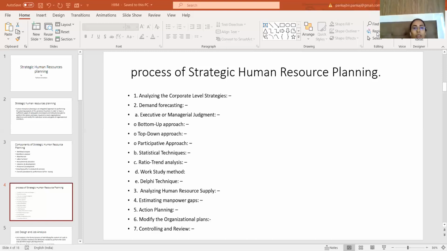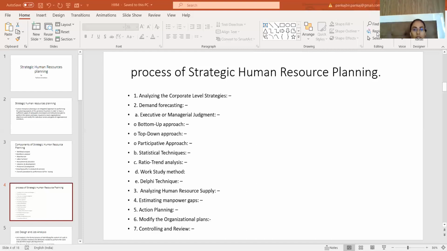The fifth step involves action planning. So once the manpower gap is identified, plans are prepared to bridge the gap. The plan to meet a surplus of manpower may be redeployment to other departments or retrenchment. People may also pursue it quite voluntarily. And a deficit can be met through recruitment, selection, transfer, and promotion.